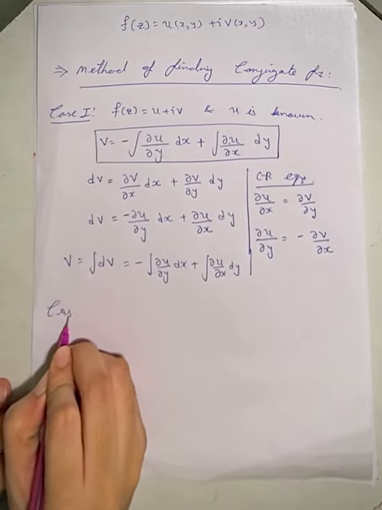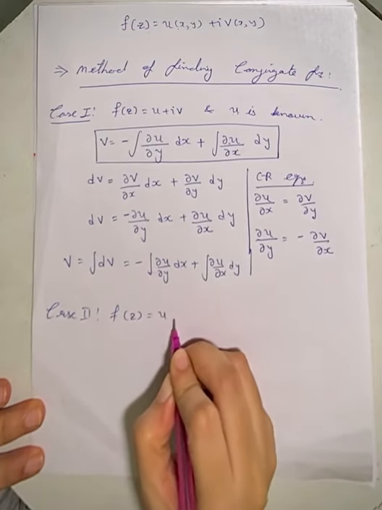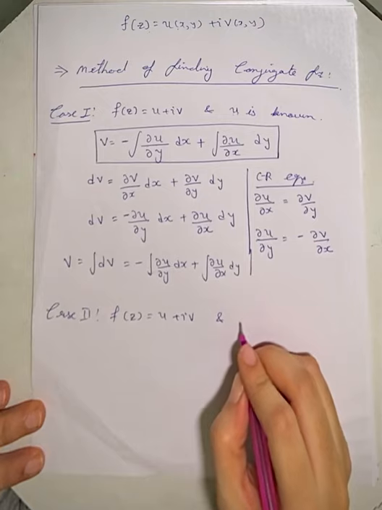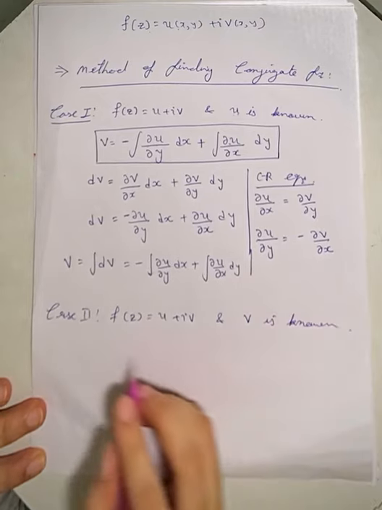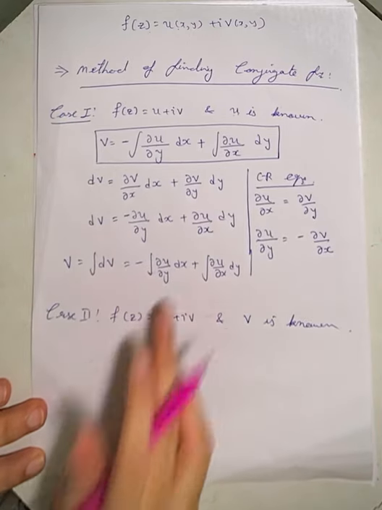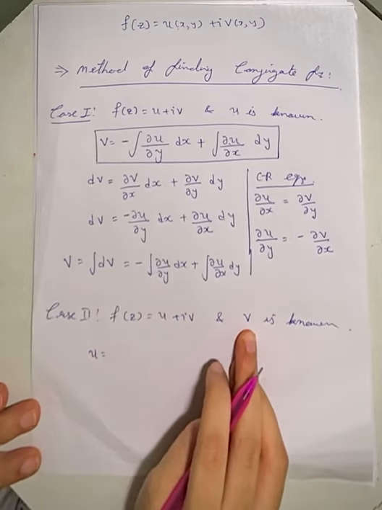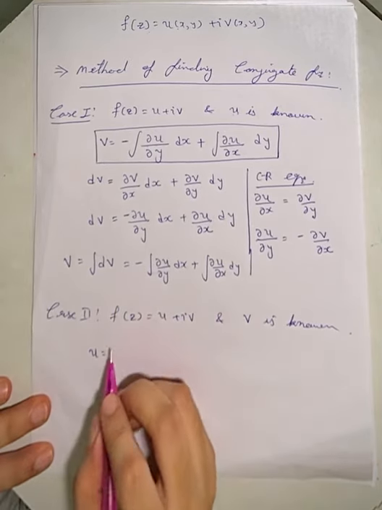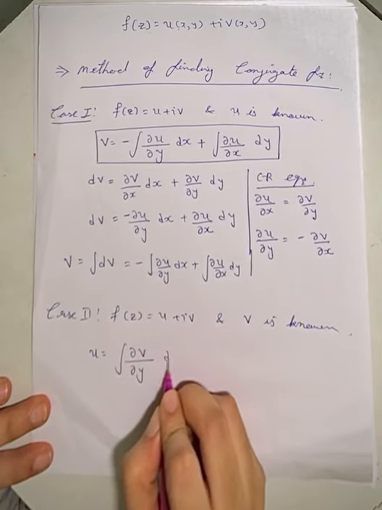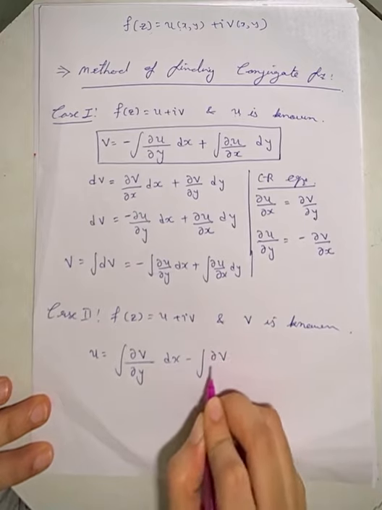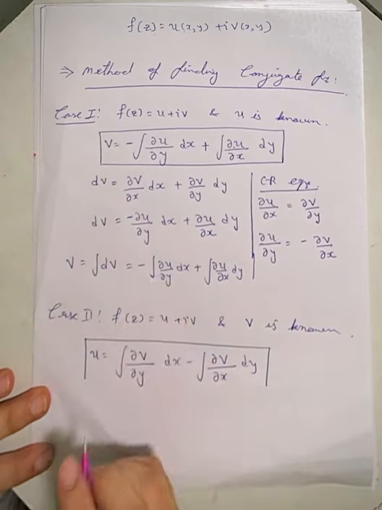Then case 2 is that we have the same form of f of z, but this time we are given v. So v is known, and the derivation can be done like this, but we will just remember the result. In case v is known and you are asked to find u, then you will do it like this: the integral of del v by del y dx minus del v by del x dy. You can derive this also like I did for this case.